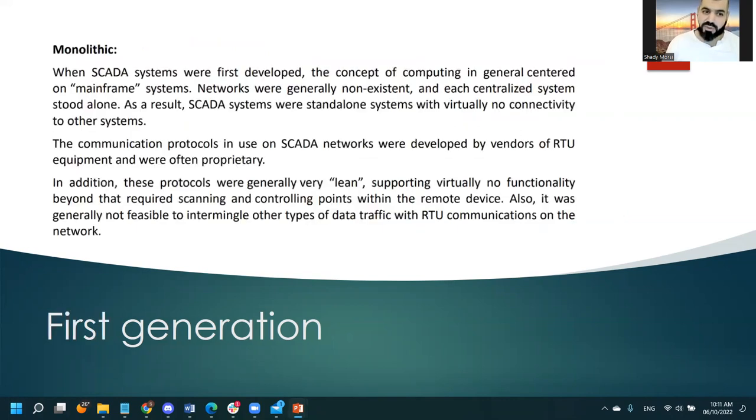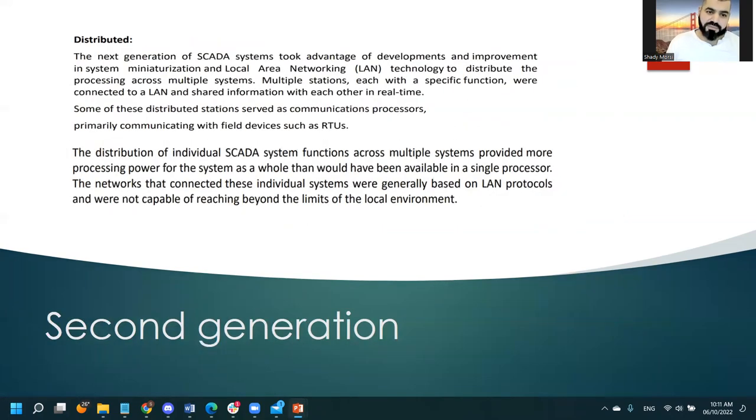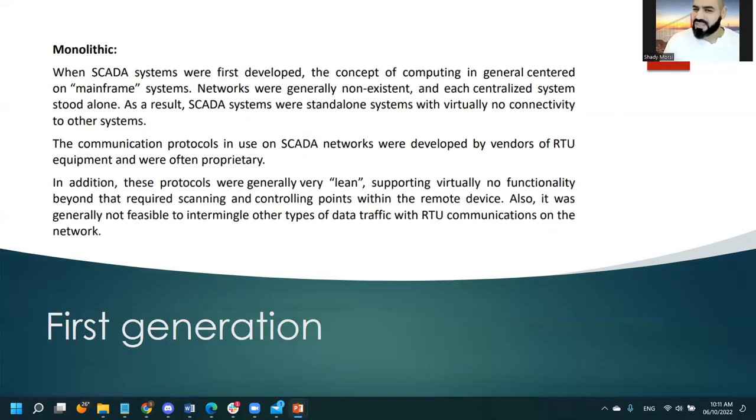If you wanted to see what it looks like, I didn't have a picture for it, but it's like a mainframe. You have a mainframe connected in one room, and it's controlling all the devices within the factory using input and output cables. So this is a monolithic one.